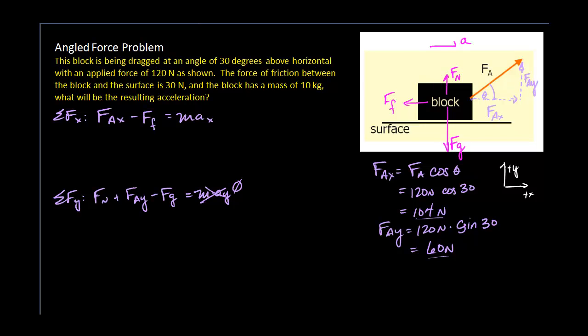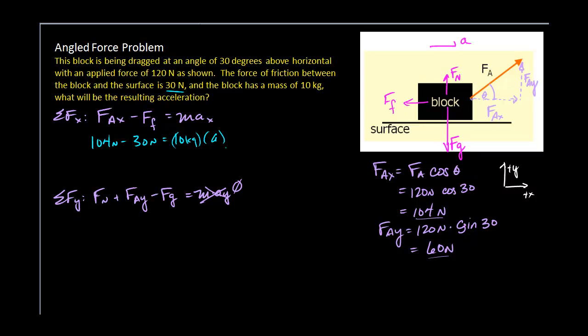So let's start in the x direction. Fax we found, that's 104 newtons, minus the force of friction, which was given to us in the problem, that's 30 newtons, equals the mass of our block, which is 10 kilograms, times the acceleration. And I can write just a because we know there's only an acceleration in the x direction, so I don't need to carry around the subscript.